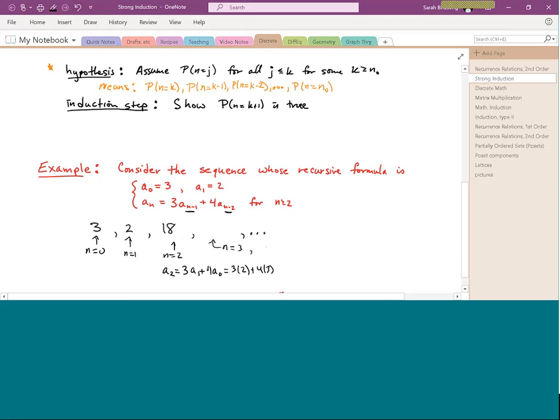So if we look at n equals 3, a3 would be the same as 3 times a2, notice previous term, plus 4 times a1, notice n minus 2, so that's 3 minus 2. So if we plug this in, 3 times a2, I am regretting saying I would do this one, plus 4 times a1. a1 was what? a1 was 2. So that last one's 8. 3 times 18, that's 54. So you add it together, and what is that? That looks like 62.